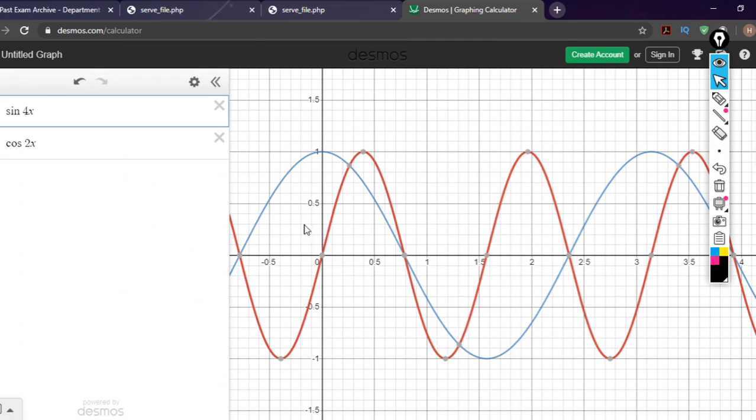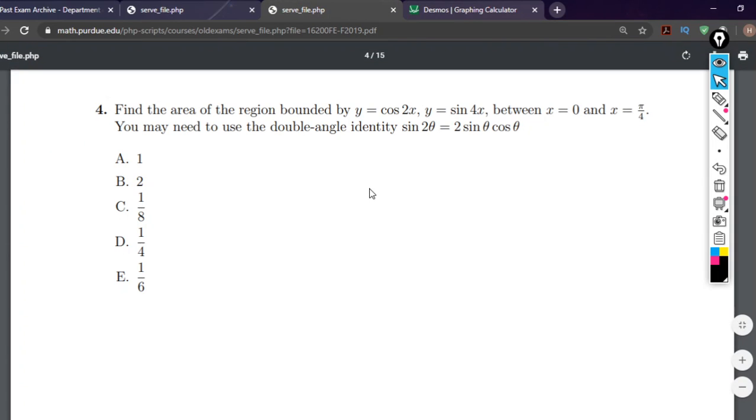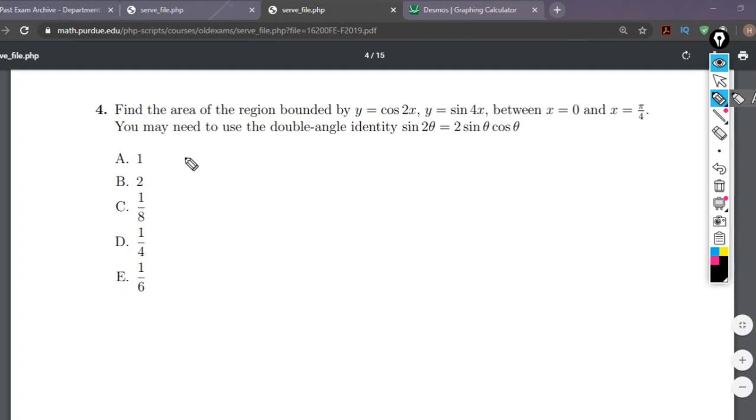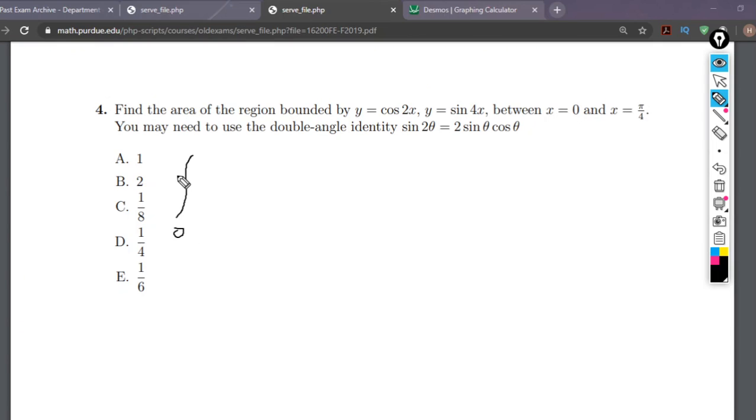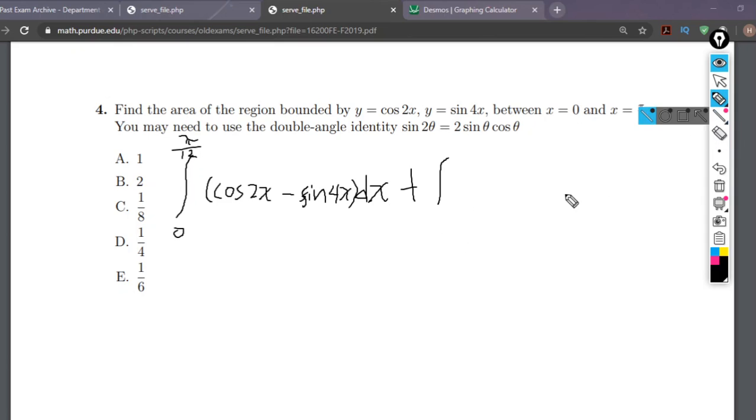That's pretty important since, when we look at the graph, in the first part before pi over 12, it is cosine 2x being on top of sine 4x. And then from pi over 12 to pi over 4, it's the reverse. So with that, we can write the two integrals. The first is from 0 to pi over 12. And we know that the cosine is on top, so cosine 2x minus sine 4x dx, plus the second half of that would be from pi over 12 to pi over 4 here.